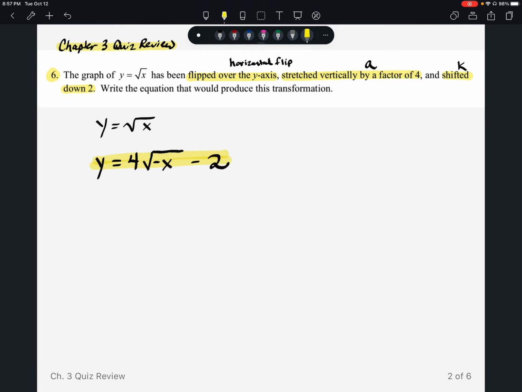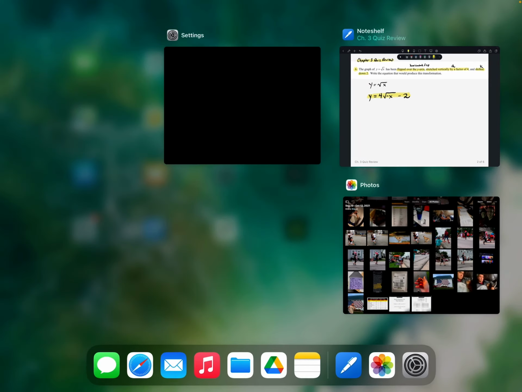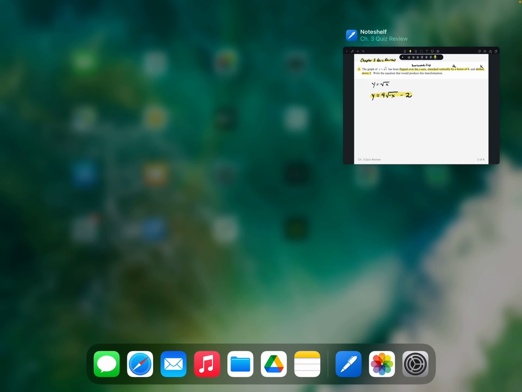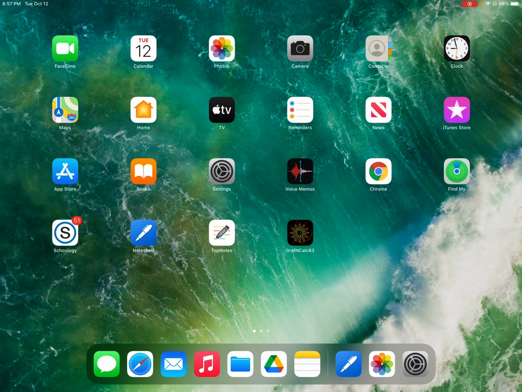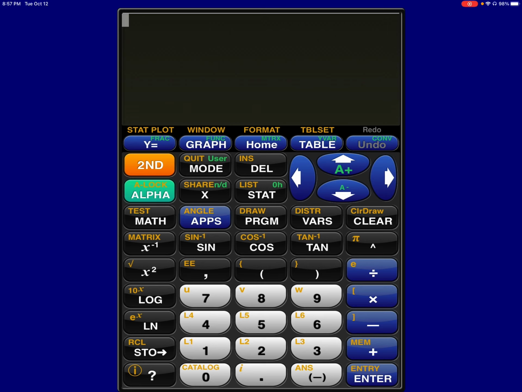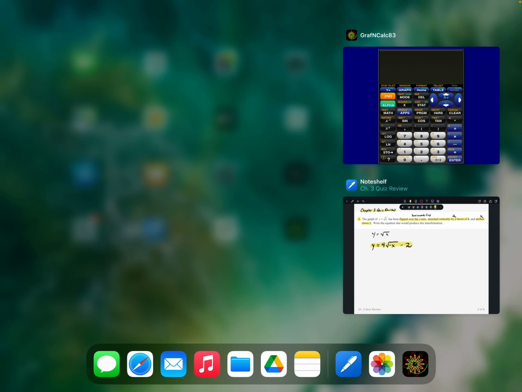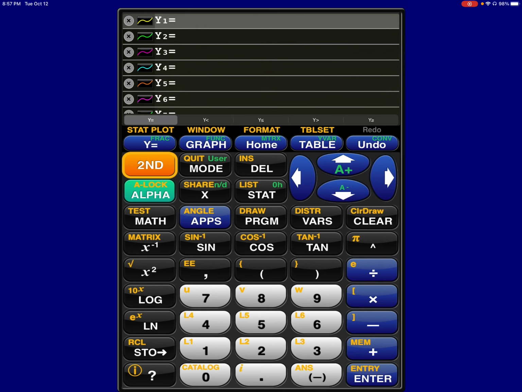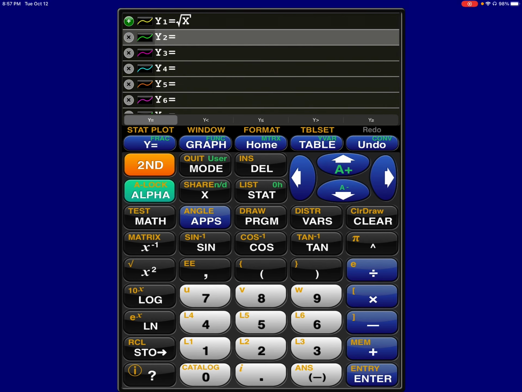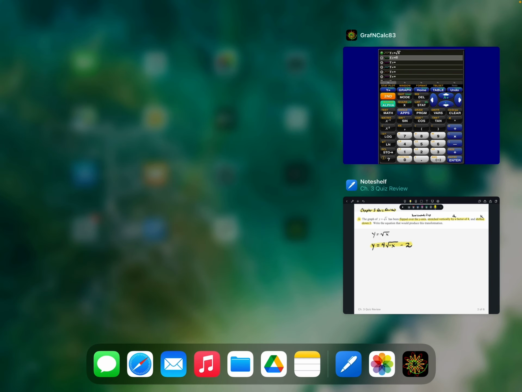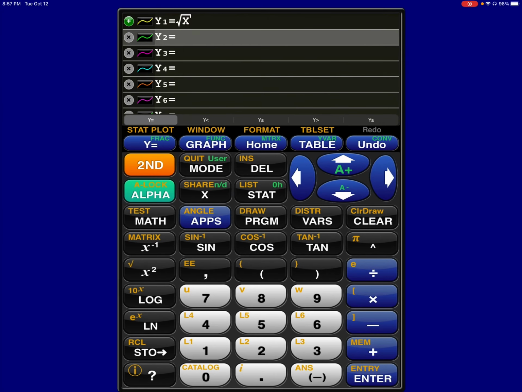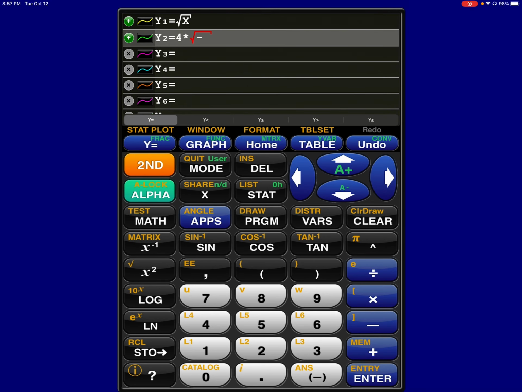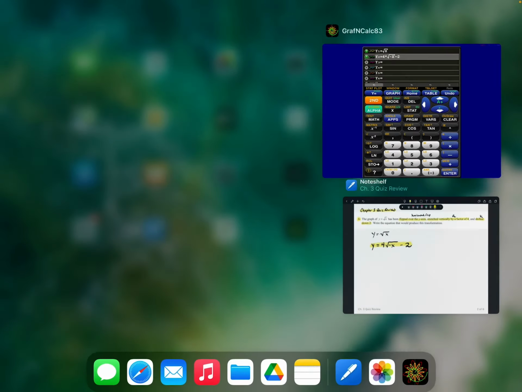Now, if this was on the calculator part, then you could always check it. You could say, all right, let's get out our calculator. Then we had y equals the square root of x. Sorry, I'm just clearing these out as we're doing it. But we have the square root of x, and then our answer we just had was 4 times the square root of negative x minus 2. Right, that was minus 2. Sorry, I had to check it real quick.